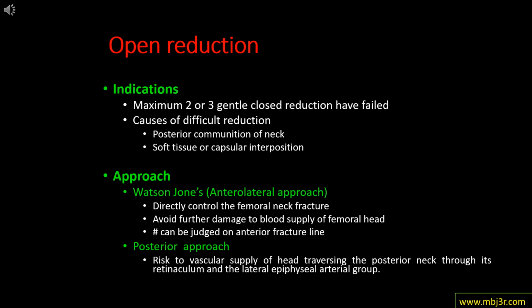Coming to the open reductions, the indication is when a maximum of 2 or 3 gentle closed reductions have failed. Causes of difficult reduction are posterior comminution of the neck or soft tissue or capsular interposition. You have to do an open reduction if there is 2 or 3 closed reduction failures. The approach is Watson-Jones anterolateral approach or a posterior approach. The Watson-Jones approach directly controls the femoral neck fracture and avoids further damage to the blood supply of the femoral head. The fracture can be judged on the anterior fracture line.